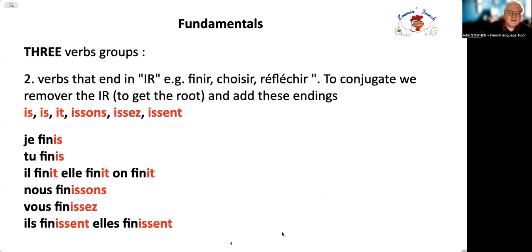Okay, so that is the verb finir, but again, it could be choisir, and I could ask you now just to think about how you would conjugate the verb choisir, to choose.